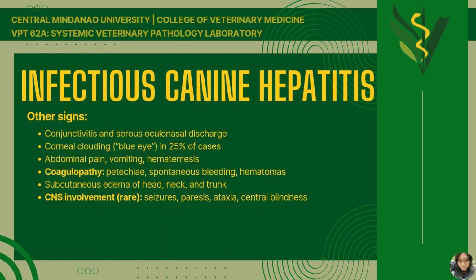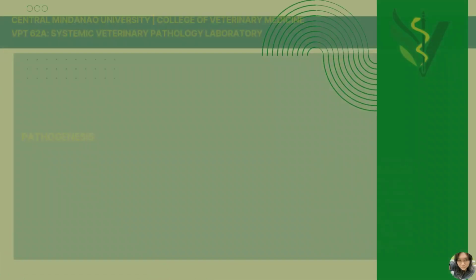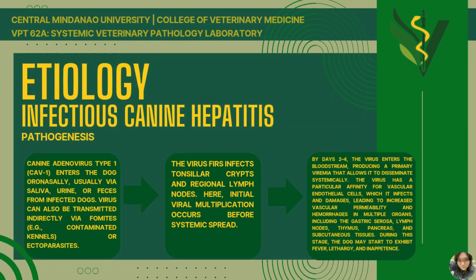However, in rare cases, central nervous system signs such as seizures, ataxia, or blindness may occur, usually secondary to vascular damage or hepatic encephalopathy. So let's move on to the pathogenesis. The pathogenesis of infectious canine hepatitis begins after the dog is exposed to canine adenovirus type 1 through the oral or nasal route. During the first 1 to 2 days, the virus enters the body and initially replicates in the tonsillar crypts and regional lymph nodes.